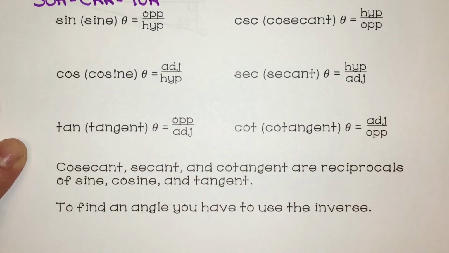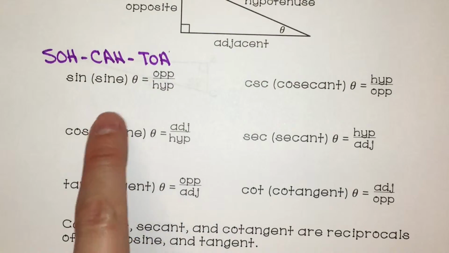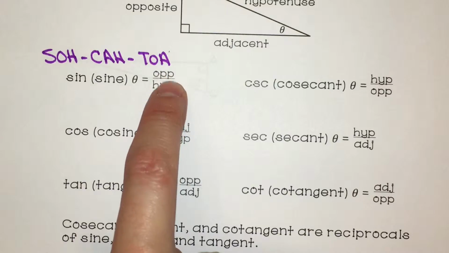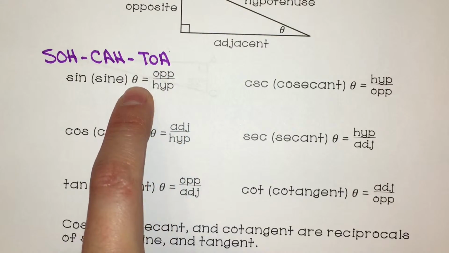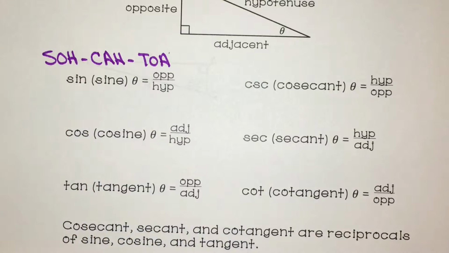Okay, so one thing that you need to know is that to find an angle, you have to use the inverse. So if I know the two side lengths to find my angle theta, we would have to use the inverse. If we use sine, the inverse of sine. And I'll show you a few examples of that.